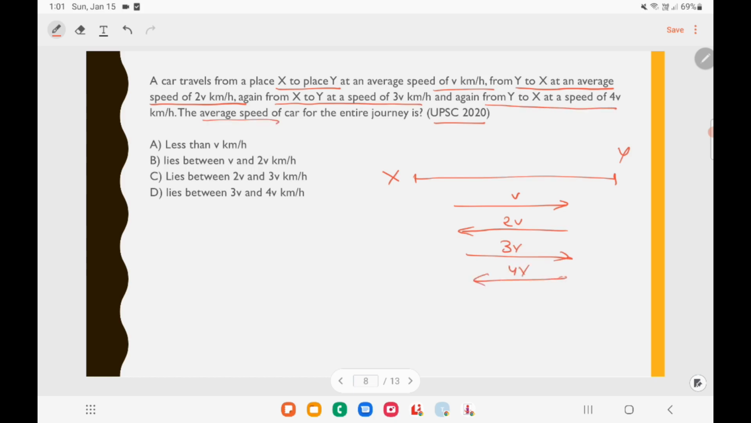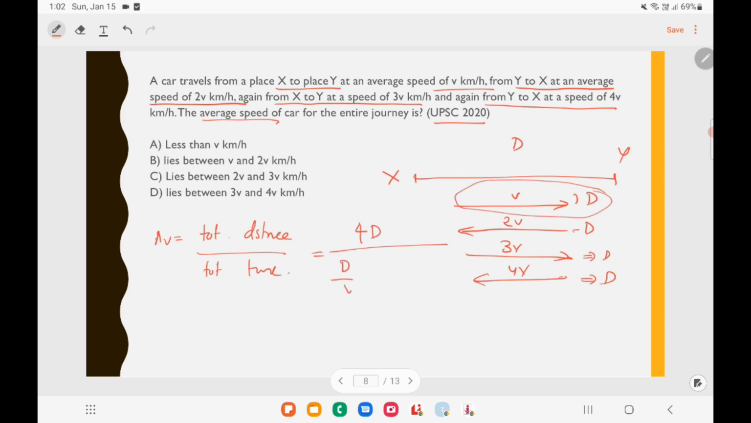Now we need to find the average speed of the car. Here you don't need to remember any formula. As I said, average speed is equal to total distance by total time. So let's assume the distance from X to Y is d. In each of the four cases it traveled d. So total distance will be 4d. Divided by time: in the first case the time is d by v, second case d by 2v, third case d by 3v, and fourth case d by 4v.